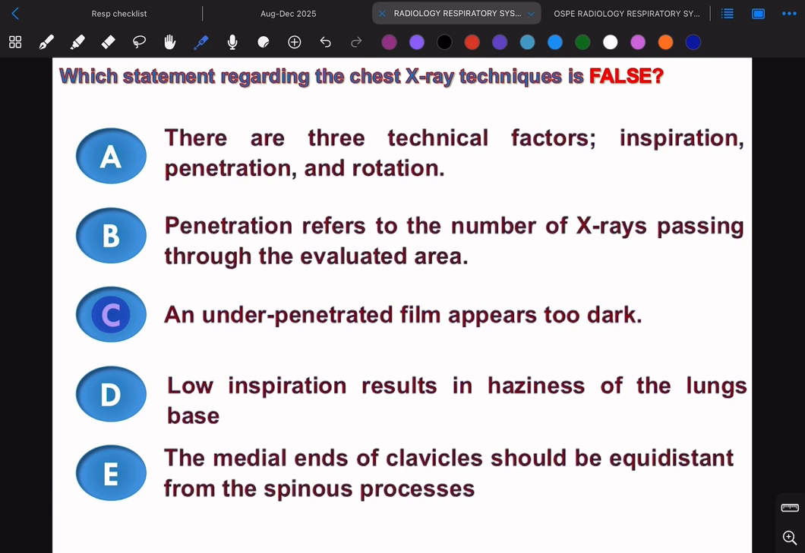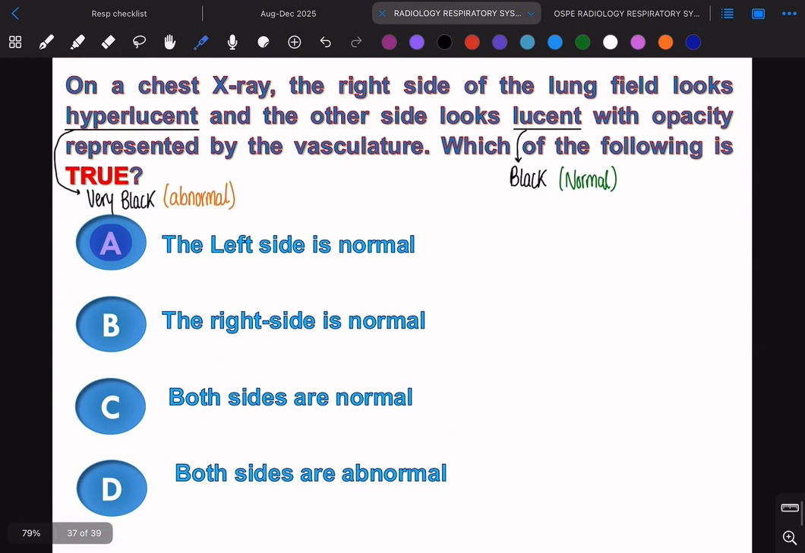Okay. Then the second question here, we said chest X-ray, the right side of the lung looks hyperlucent and the other side, which is the left side, looks lucent. What does lucent mean? Also, lucent means black. Okay, so normally the lung appears black, right? Because it's filled with air. So the normal is it appears lucent, not hyperlucent. Hyperlucent means something is wrong. There's an abnormality. So since it appears lucent, that means the left side is the normal lung.